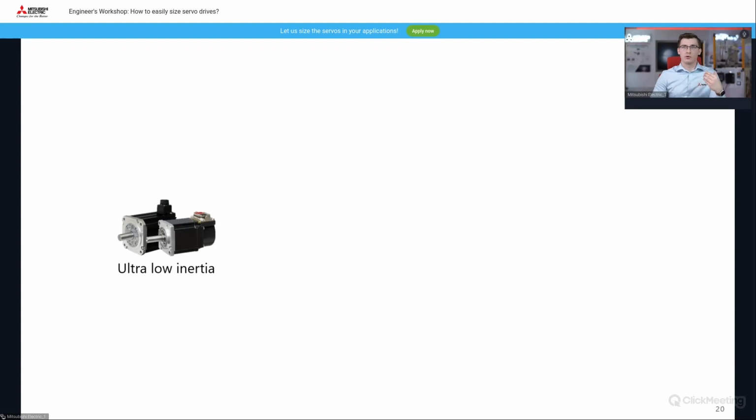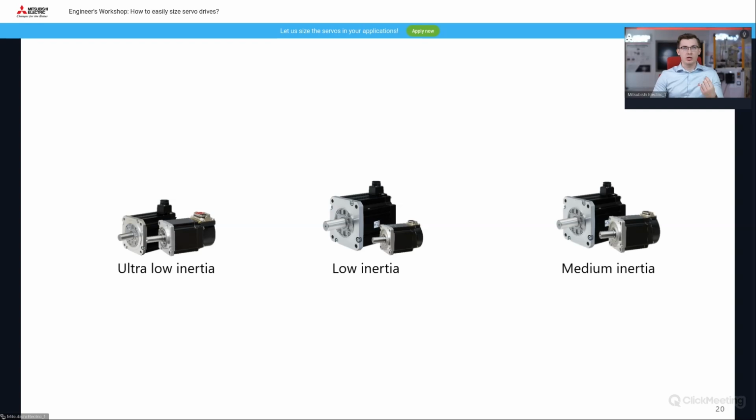So we have ultra low inertia motors, low inertia motors, and medium inertia motors. Some of the manufacturers call it high inertia, but for us at Mitsubishi Electric, we think that servo drives are for precise applications, very precise applications. So there is no high inertia. The motors cannot be very high inertia because they are not asynchronous motors. But I will tell you about this further.